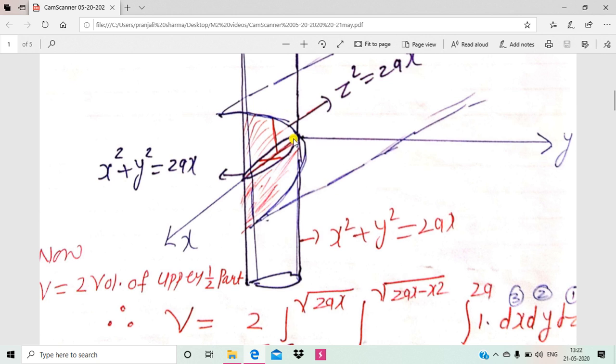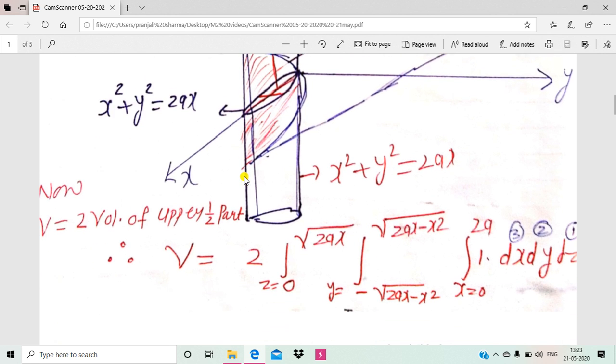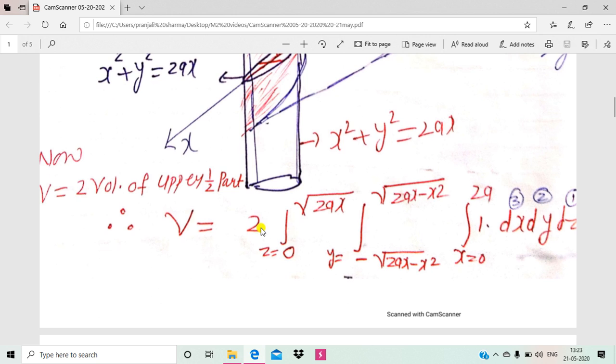And last, the limits of x will be found in 1D only, so we have to find out this much length only. Since this point is the point (0, 0, 0), and the circle has center a and radius a, this point must be (2a, 0, 0). So the limits of x will be from 0 up to 2a. So these are the limits of z, y and x respectively.